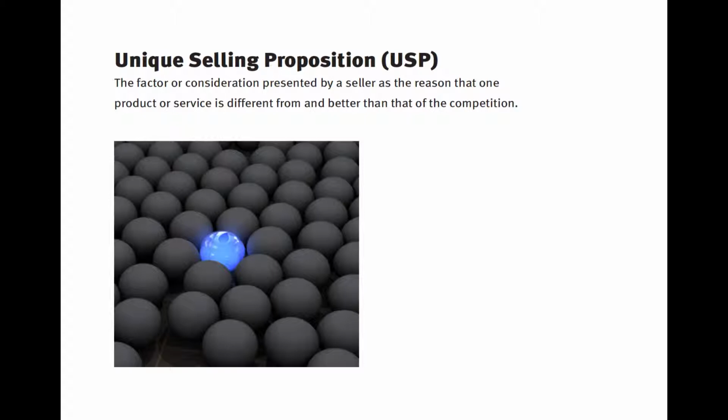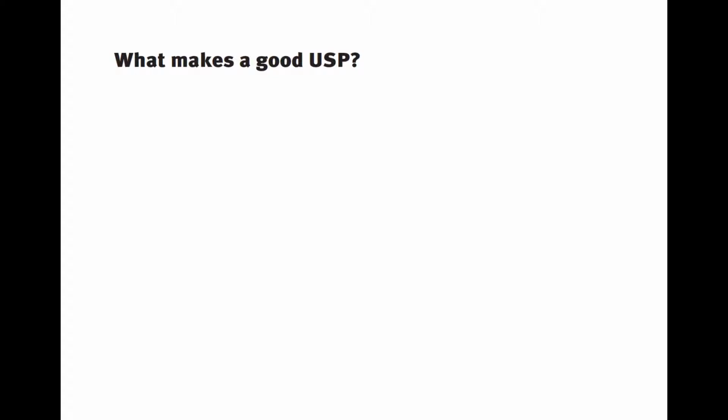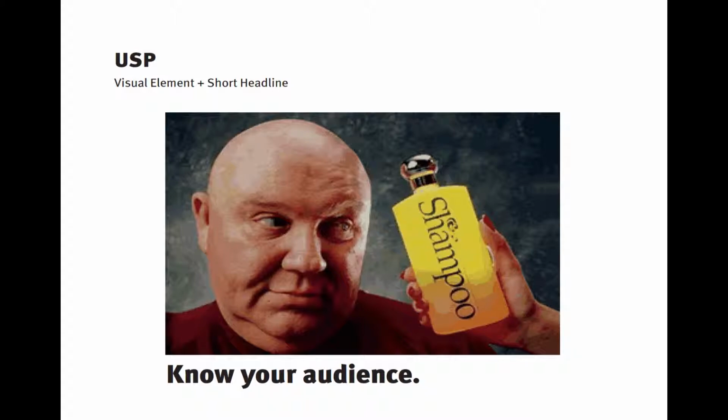So this is a really important aspect, and this is the one thing that needs to be the absolute foundation for the advertisement. So what makes a good USP? I think the best USPs are a great visual element plus a short headline. Great visual elements can both get attention and tell a story at the same time. This one simply has three words, and it makes a joke, tells a story, and really gets a point across.